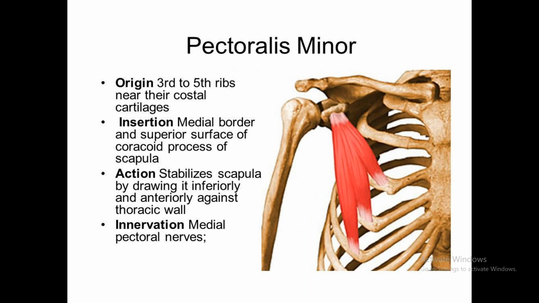Then pectoralis minor. Pectoralis minor originates from the third to fifth ribs near their costal cartilages. Insertion. It is inserted on the medial border of the coracoid process of the scapula. Action. Stabilizes the scapula by drawing it inferiorly and anteriorly against the thoracic wall. Innervation. It is innervated by the medial pectoral nerves.